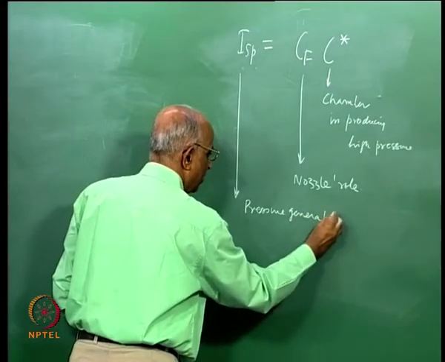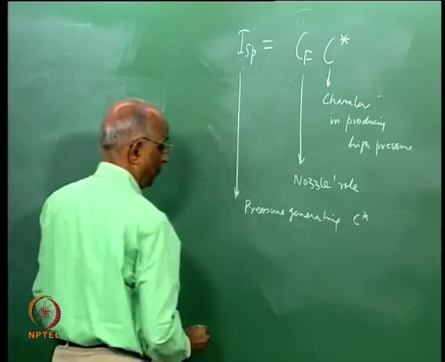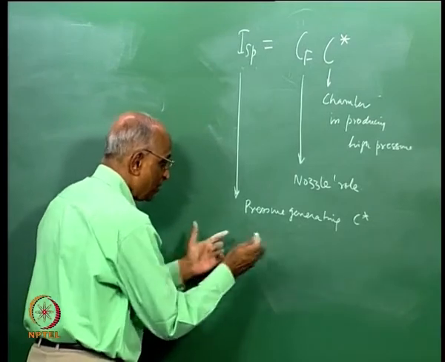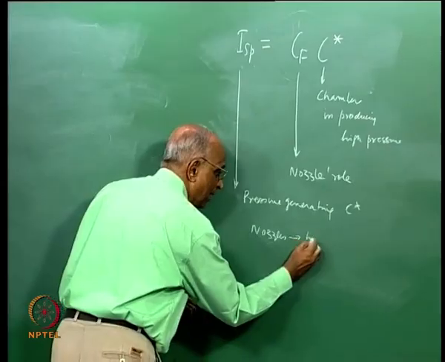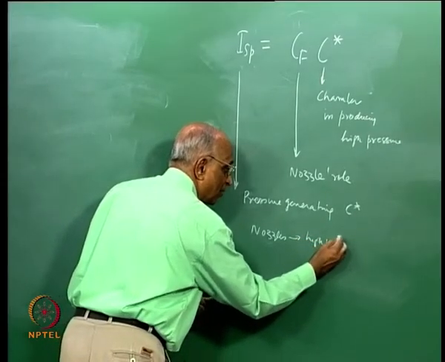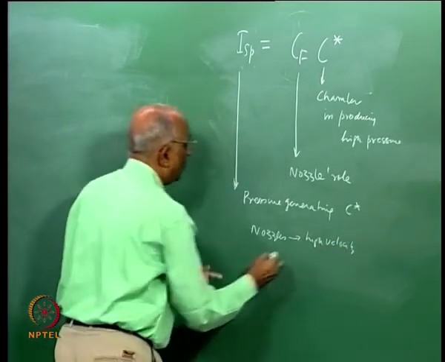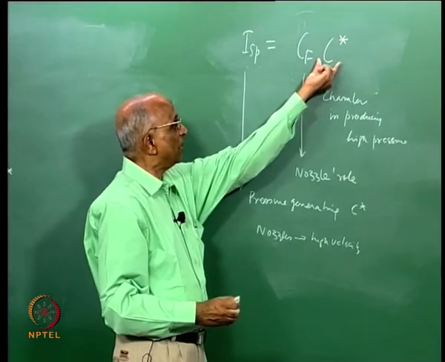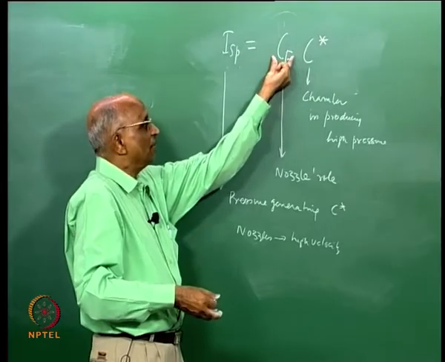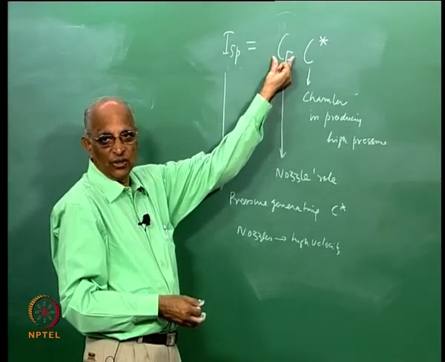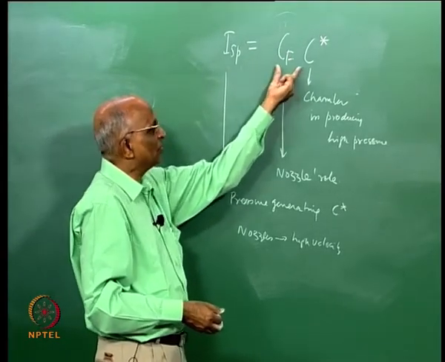And how is pressure generated? Through C star, whereas once the pressure is generated, the nozzle helps you to generate the high jet velocity. Therefore, you have both the chamber capacity, that is a propellant to generate hot gases, and CF, which means the effectiveness of the nozzle. Therefore, ISP is equal to CF plus C star.